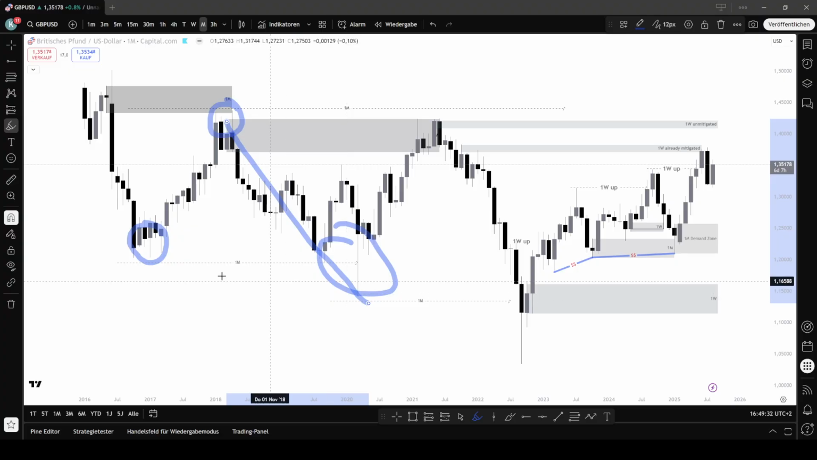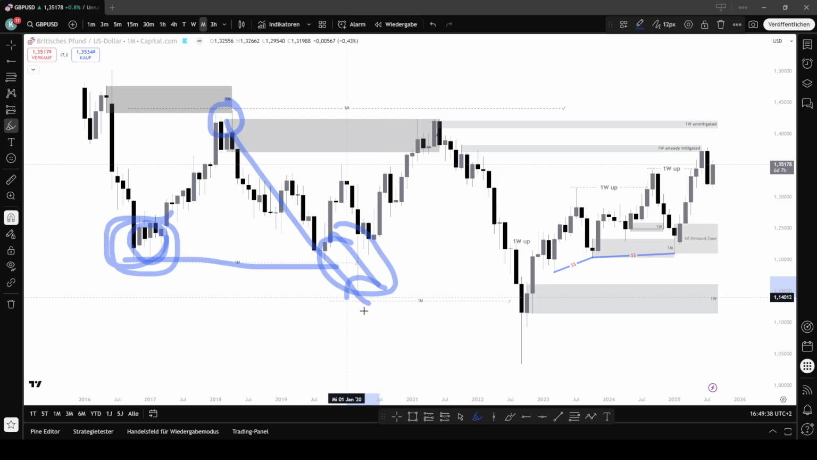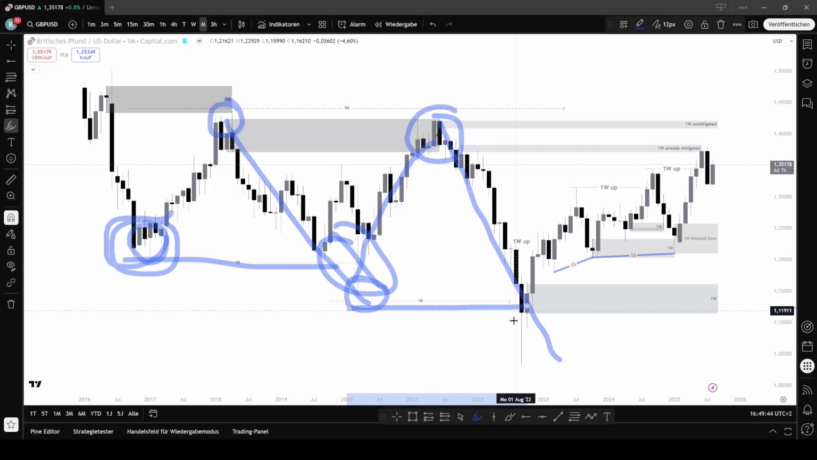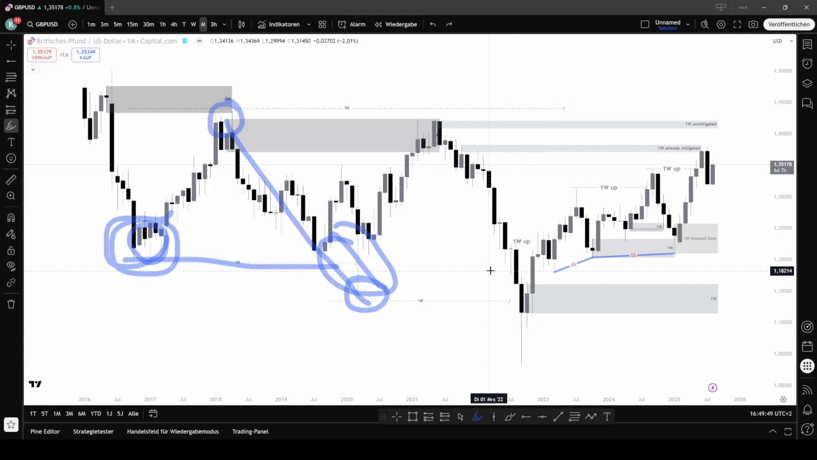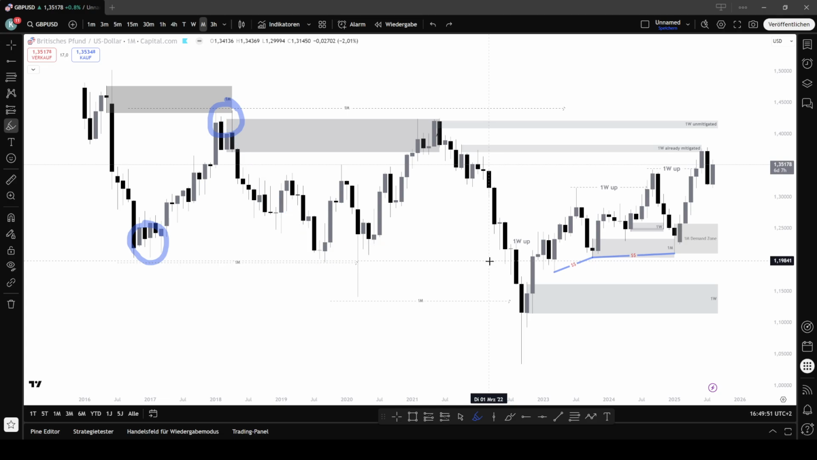Price went down, broke structure here. By breaking structure, this previous low was violated and went down to form a lower low. Went up to form a higher high. Went down, broke another structure again to form another lower low. And due to the fact that price has been forming a series of lower highs and lower lows, it's telling us the market is bearish.